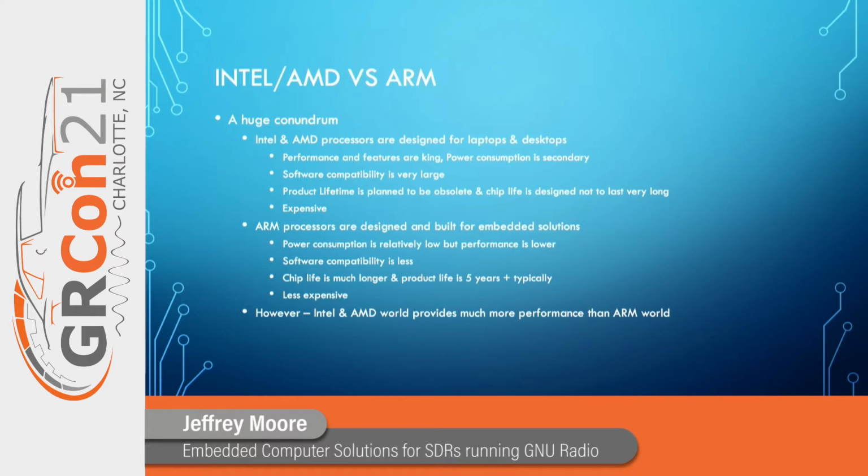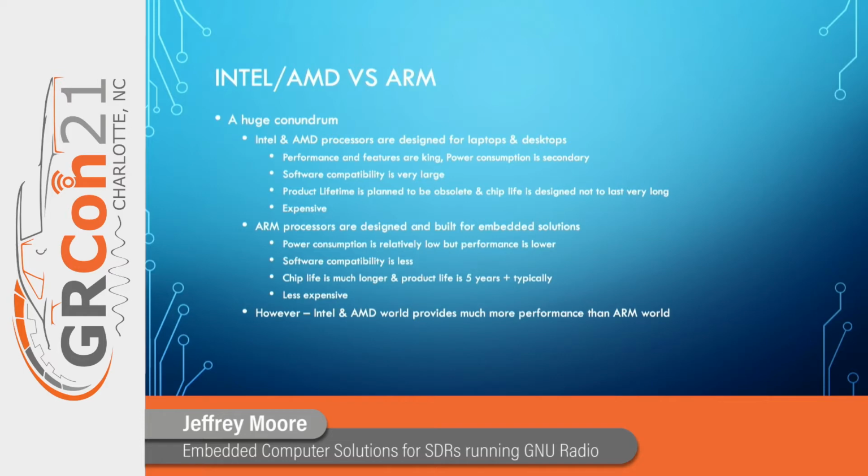ARM processors, on the other hand, are designed and built for embedded solutions. Their power consumption is relatively low. The software compatibility is pretty good, but less than Intel and AMD. And the chip life is much longer. And not just from a technical perspective, how long does a chip last, but from a marketing perspective, how long does that company make that chip so you can use it in an embedded product. And typically in embedded products, we look for product lifetimes of 5 to 10 years minimum.